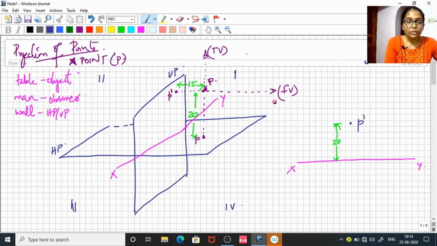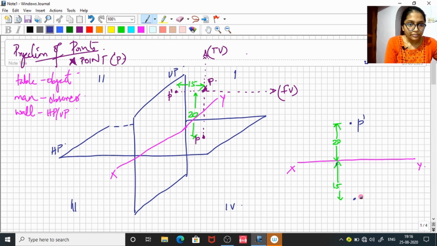And now next we have to look for the top view. Okay, so when the observer is in this position, he can view this XY line beneath this VP, or VP and XY line are overlapped each other, isn't it? So this becomes the top of XY and this becomes the bottom of XY. So this observer understands that our point P is 15 mm below XY line. So he has to mark another 15 mm below XY line, and the point comes straight below this point P.